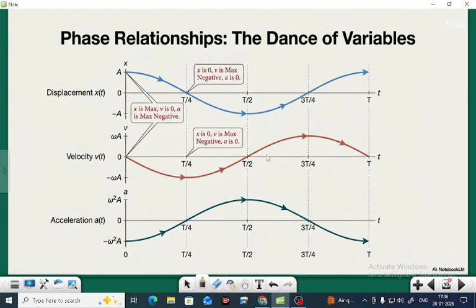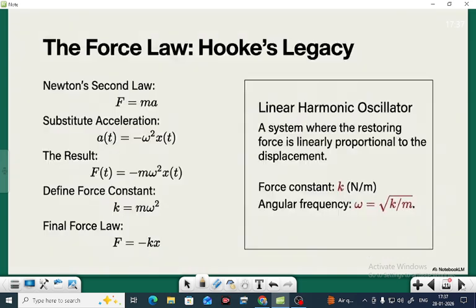So, in this way you can find the graph of displacement, velocity and acceleration: minus omega square A at T by 4 at this position, at T by 2 at this position, at 3T by 4. This is the graph of acceleration. In this way you can find the various relationships between the displacement, velocity and acceleration. This is the graph of simple harmonic motion of displacement, velocity and acceleration.